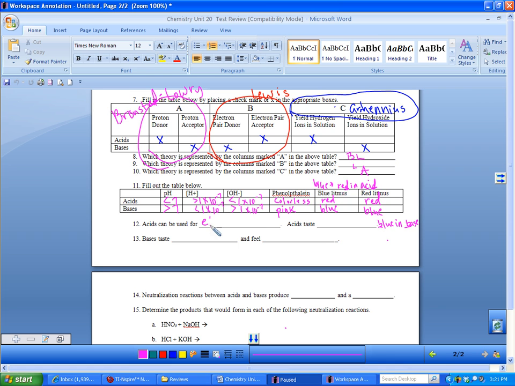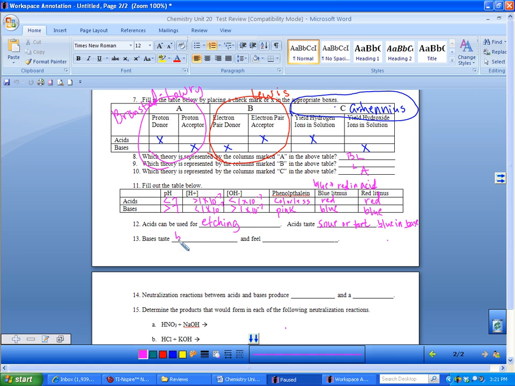Acids can be used for etching metals or glasses. Acids taste sour or tart. Sour Patch Kids, very sour, lots of acid.